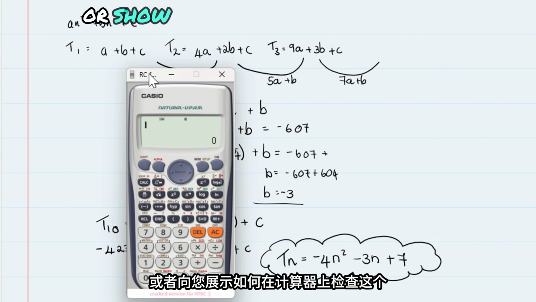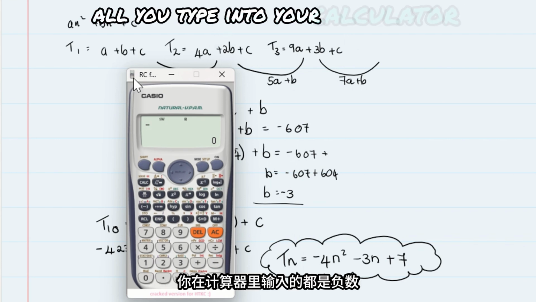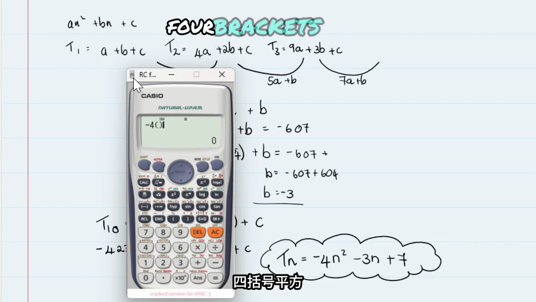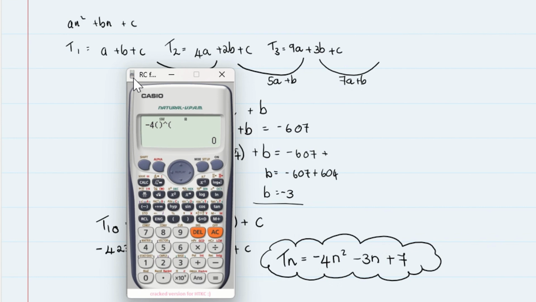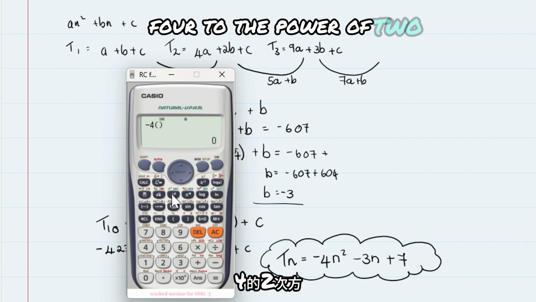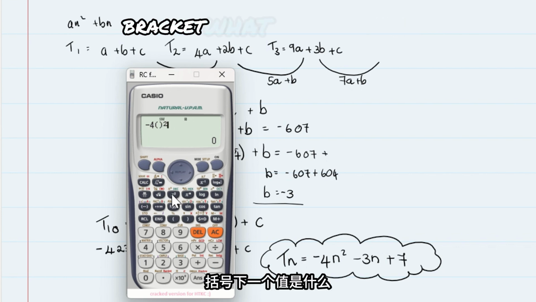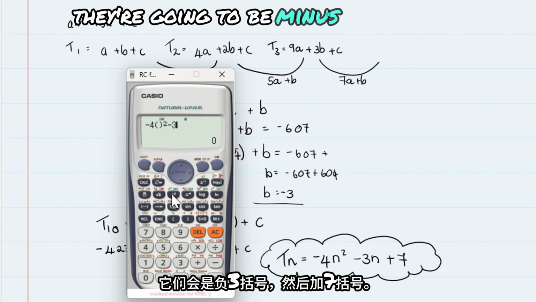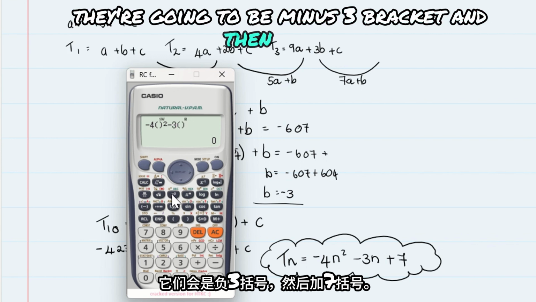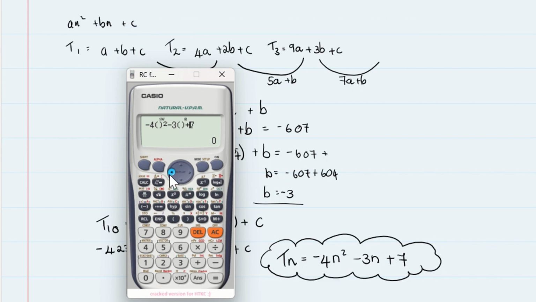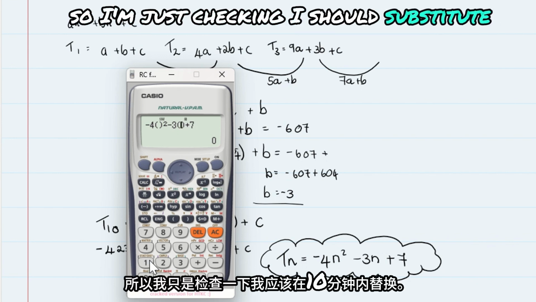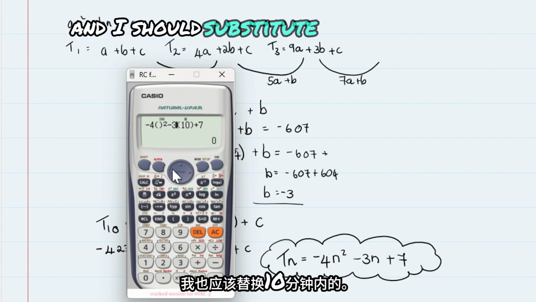Now I'm a little bit lazy, and I'm going to use my calculator. So I'm going to show you how to check this on the calculator. All you type into your calculator is negative 4 bracket squared, to the power of 2, bracket, what is the next value going to be? Minus 3 bracket and then plus 7. So I'm just checking, I should substitute in there 10 and I should substitute there in 10 as well.